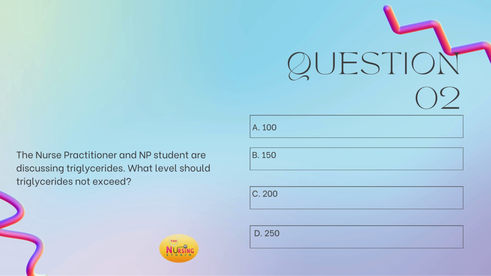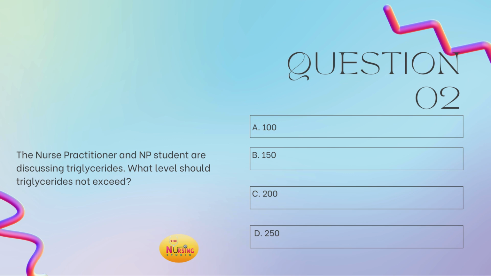Question number two, the nurse practitioner and NP student are discussing triglycerides. What level should triglycerides not exceed? Is it A, 100, B, 150, C, 200, or D, 250? Take a moment and tell me what you got, you guys.